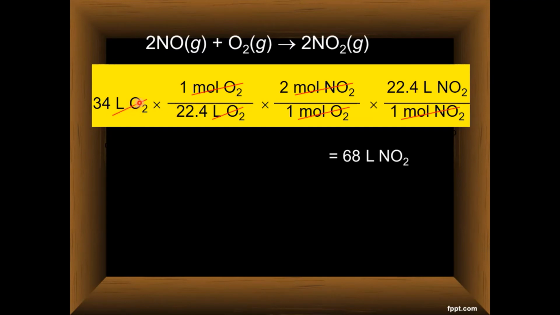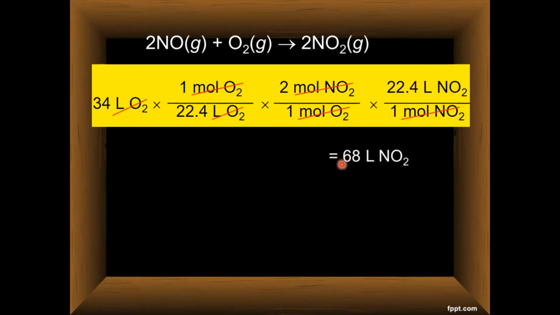So let's cancel the same units. Liter of oxygen cancels liter of oxygen. Mole of oxygen cancels mole of oxygen. Mole of nitrogen dioxide cancels mole of nitrogen dioxide. Now what is left? 34 times 1 times 2 times 22.4 over 22.4 times 1 times 1. Calculate it. It gives you 68 liters of NO2.